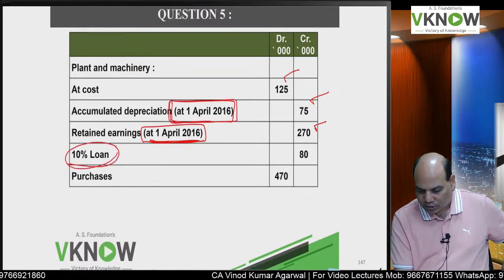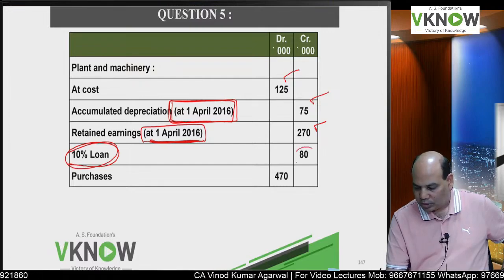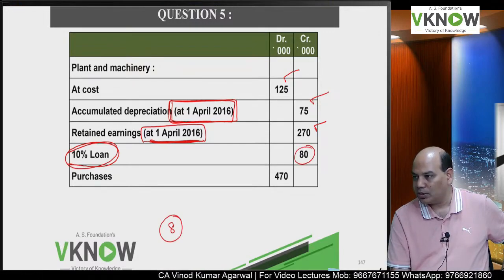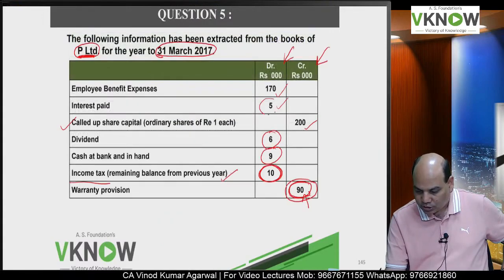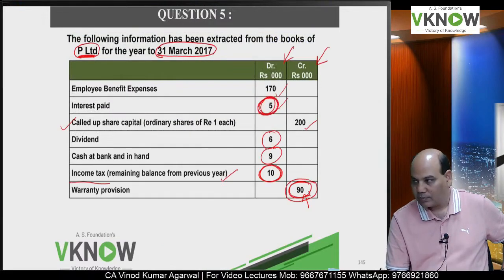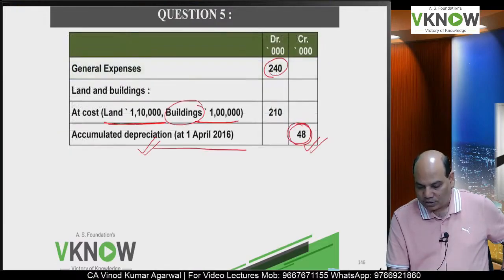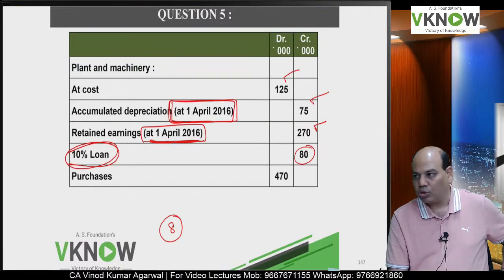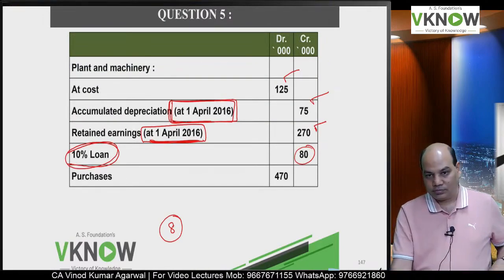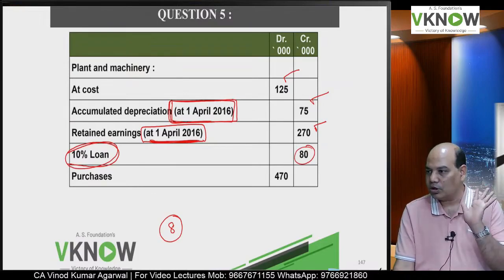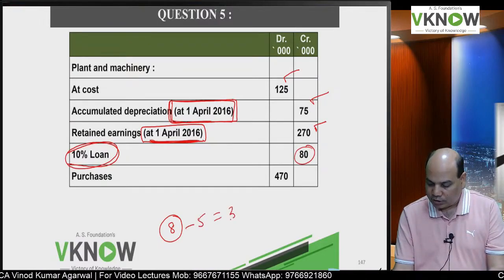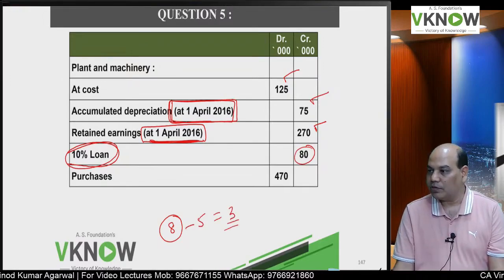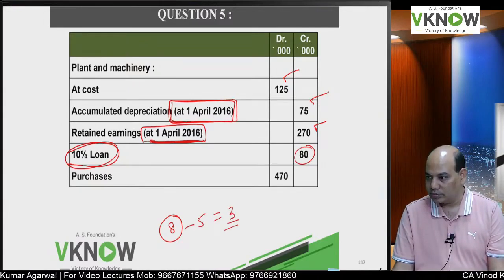Now 10% loan, 80, which means interest 8 should also appear in the P&L account. But how much interest is appearing is, you see here, 5, second line 5. What is the mistake in the question? When was the loan taken? Not given. You assume full year. And if it is full year, then 8 minus 5, 3 will appear as accrued interest.